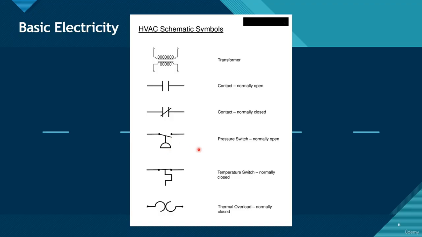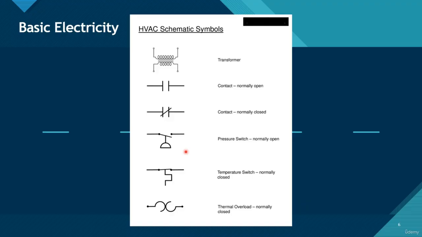This would be a symbol of a normally open. As you see, it's not connected. And then there's normally closed pressure switches. So these, for example, if you have a low pressure switch in the condenser outside, if the system loses freon, that low pressure switch is going to open because of the loss of freon. It's not applying pressure to keep it closed. So that will open, preventing the condenser from coming on and damaging the compressor.